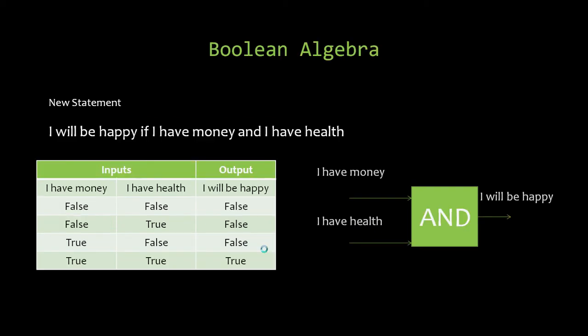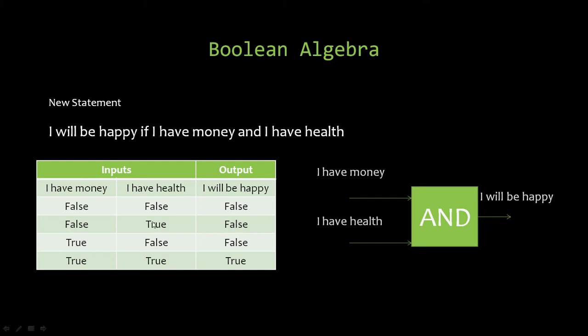What happens instead if we said, I will be happy if I have money and I have health? We have the same truth table and the same system, the only difference is that it's going to be joined by an and, not by an or, because the and is the central part of the situation here. The and, as the word says, means that the two input conditions have to be true in order for the output to be true. Let's see it in the truth table. If both inputs are false, then you're going to have a false in the output, because none of the inputs is true.